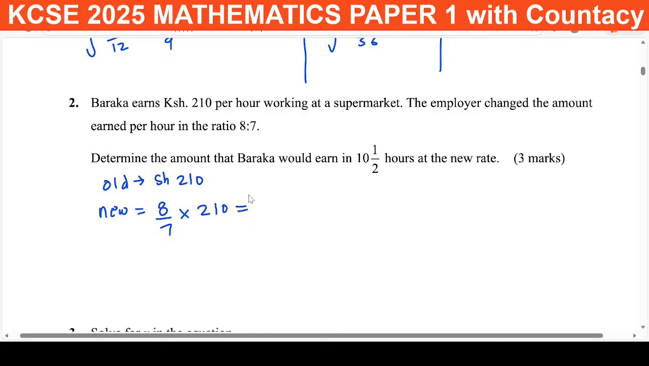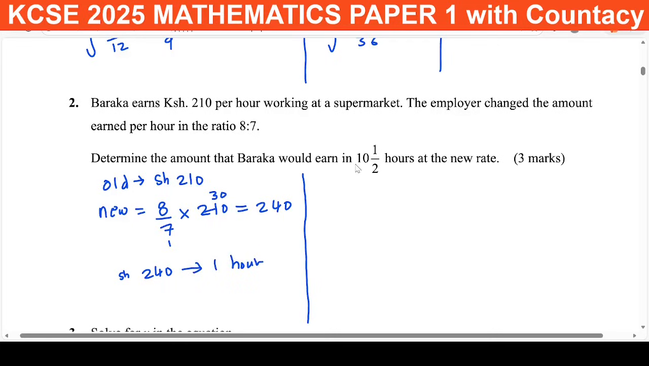I believe that we can handle this because divide by 7: 1, divide by 7: 3, 0, 8 times 3, that's 24. So the new amount is shillings 240 per hour. This is very important because you are having him being paid shillings 240. This one is per 1 hour.